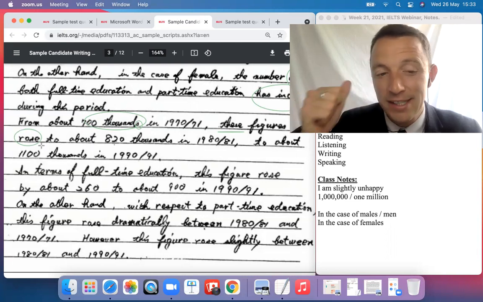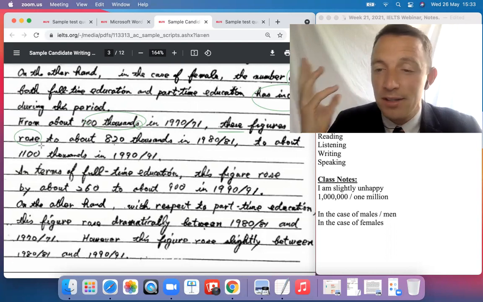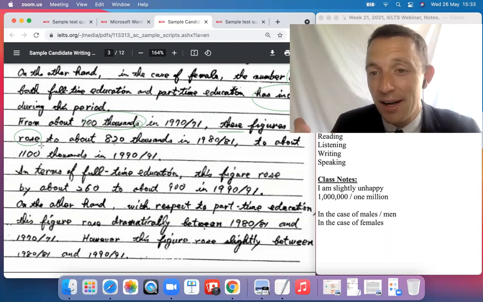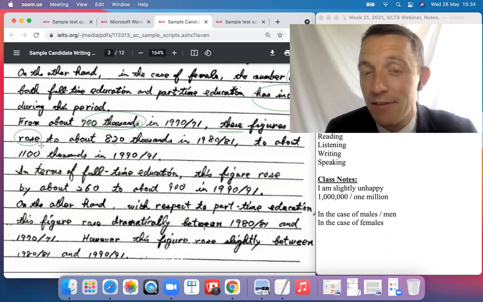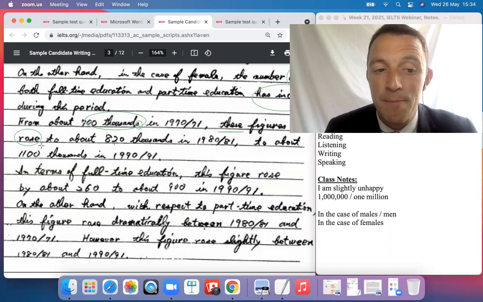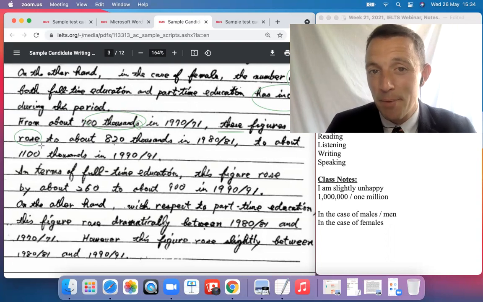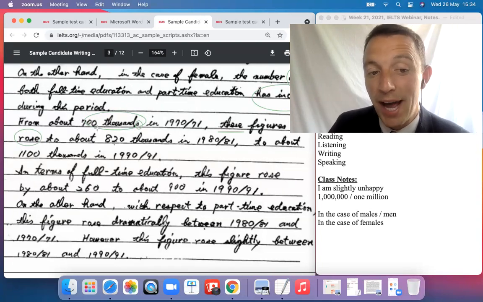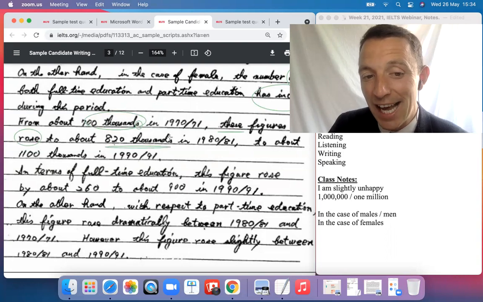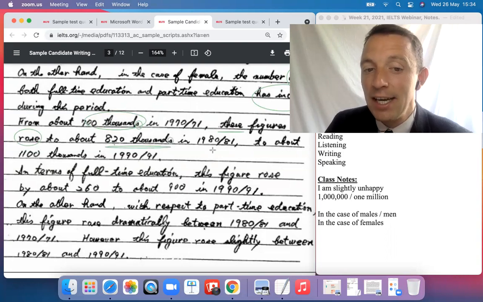Of course, increased, that's one possibility, and you need time to think of another possibility. Also for me, I need time to think of another one. So it's just something to remember. A synonym is a good idea in these types of exams. To about 820,000, again, I would eliminate the S. In 1990, 1991, exactly the same problem.